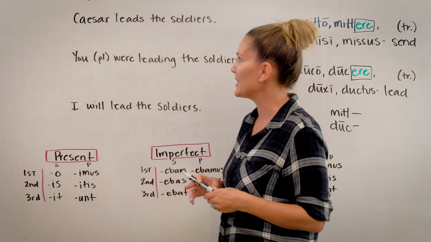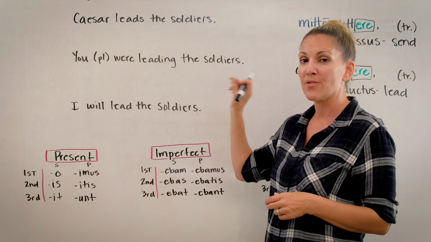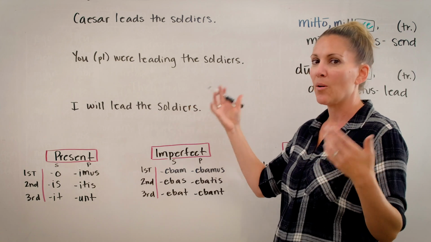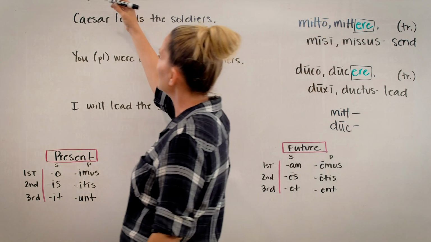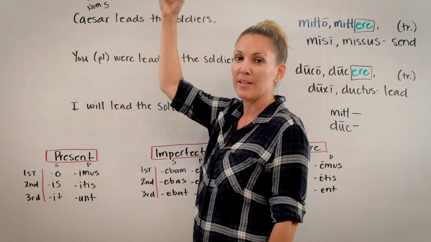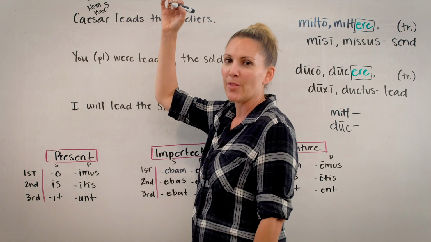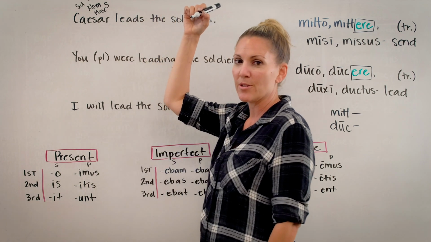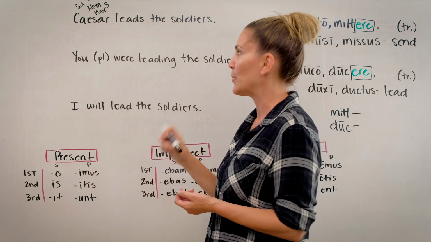Okay, so let's look at some sentences here. Caesar leads the soldiers. So let's try to plug in the correct form of the verb that we're trying to conjugate. So the first thing I need to do is figure out who or what is my subject. So who or what is this sentence about? It's about Caesar. Caesar is my nominative. Caesar is singular. There's only one Caesar. Is he masculine, feminine, or neuter? Well, obviously he's a man. He's masculine. And is he first, second, or third person? He is third person. It's a he. So I've got a third person singular subject here. Remember that my verb is going to match my subject in number and in person.